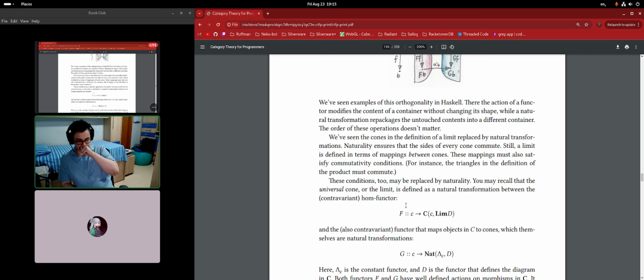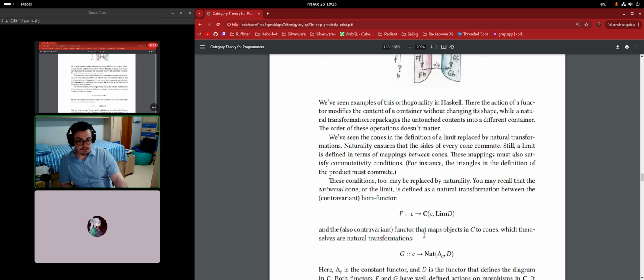So the Hom functor is mapping objects to pairs, right? No, actually, it's the functor that maps an object to a Hom set. I forgot to say that it is a functor because it is in the name. But yes, this is a Hom set.